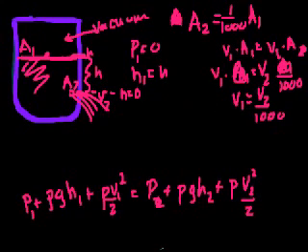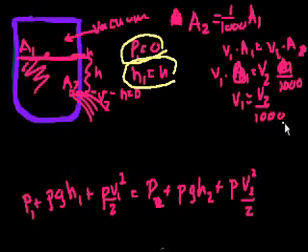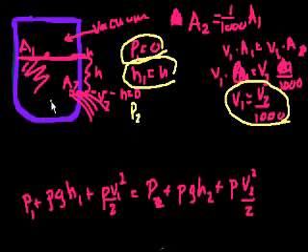So these are the three inputs into the left-hand side of Bernoulli's equation. And what's on the right-hand side of Bernoulli's equation? Well, what's P2? What's the pressure at this point? Well, oh, I just ran out of time. I'll continue this in the next video.